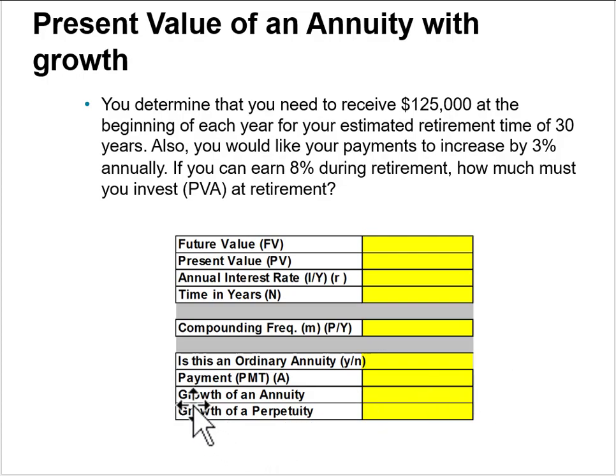So down here, we have a cell, the growth of an annuity. This is where you would put that 3%. And again, you can calculate and find that value on your own.